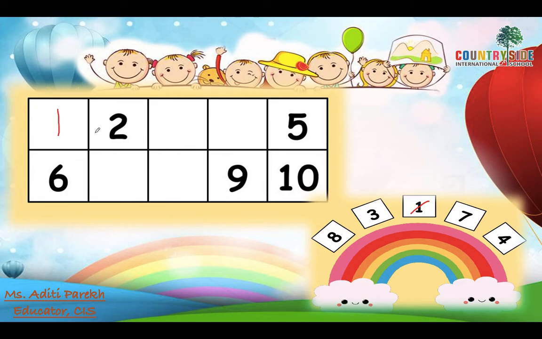Now we'll go ahead. All of you repeat after me. 1, 2, and what comes after 2? 3. So where is number 3? Is this number 3? No. Is this number 3? Yes. So cut this number from here and then we will write number 3 here. One curve, two curves. So this is number 3.